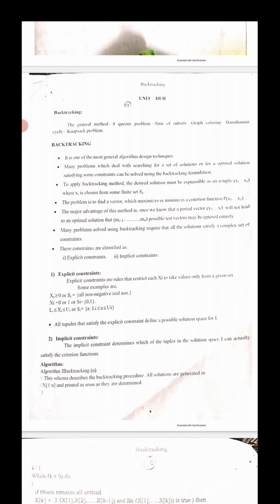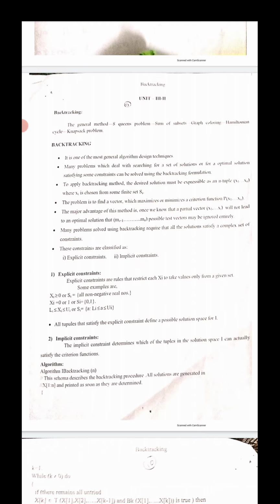The major advantage of this method is, once we know that the partial vector x1 and so on up to xi will not lead to an optimal solution, then m(i+1) and so on up to mn, the possible test vectors, may be ignored entirely. Many problems solved by backtracking require that all the solutions satisfy a complex set of constraints, in the sense of a complex set of conditions.